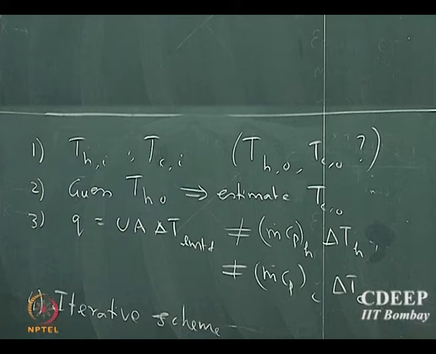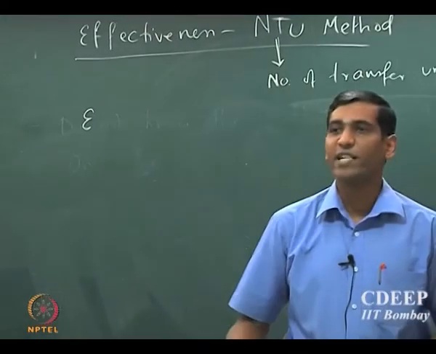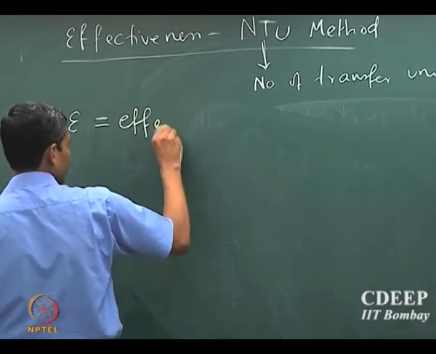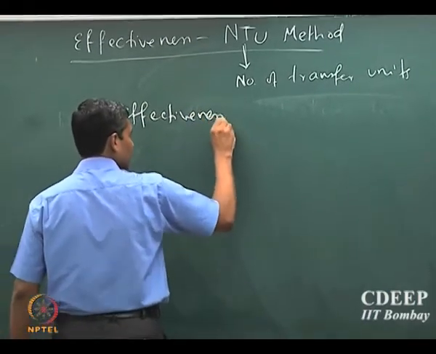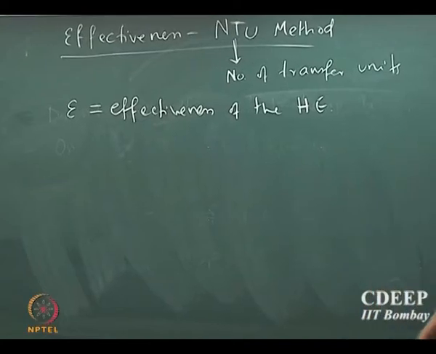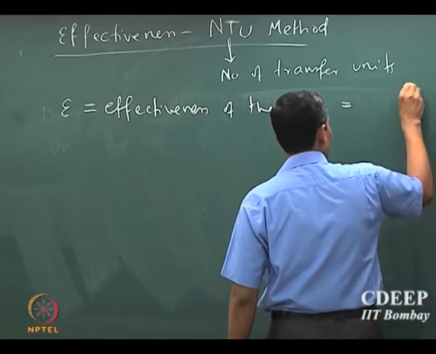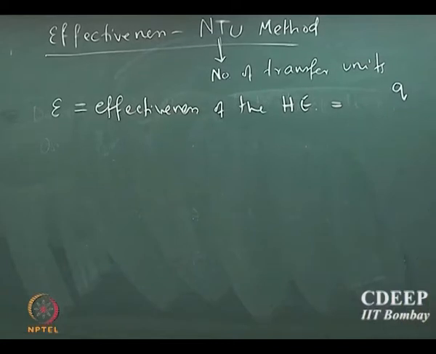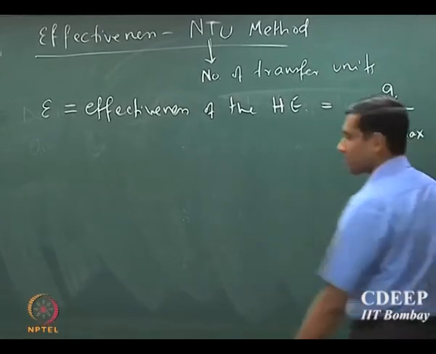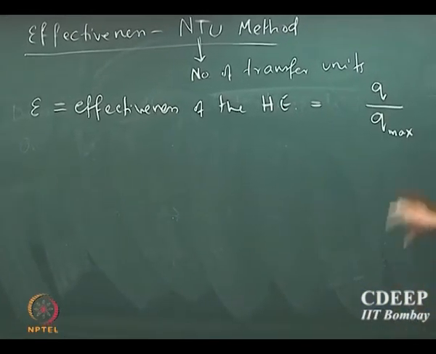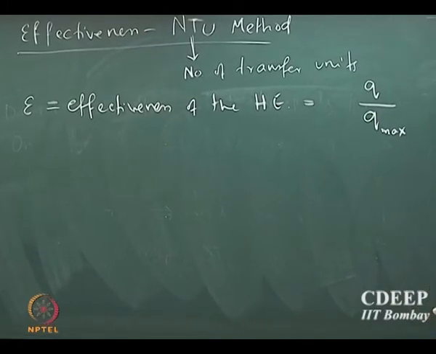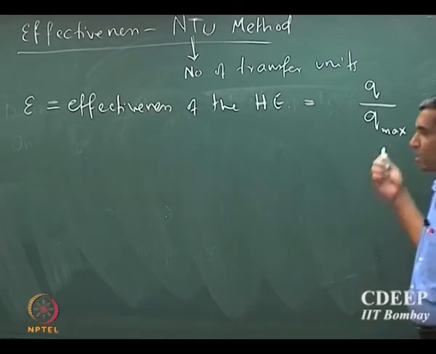So I define epsilon as the efficiency or the effectiveness of the heat exchanger. That is simply defined as the actual amount of heat that is transported, which is Q, divided by the maximum possible heat transport. Now if I know how to estimate Q max, I am done. I can find out the efficiency of heat transport. How do I find Q max?